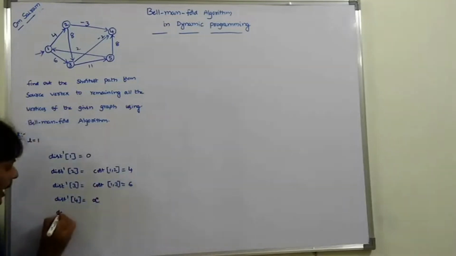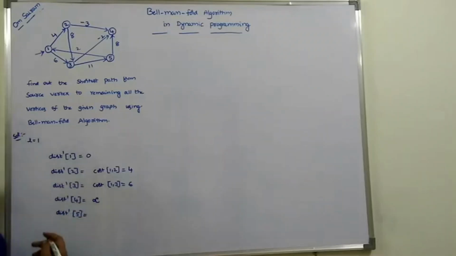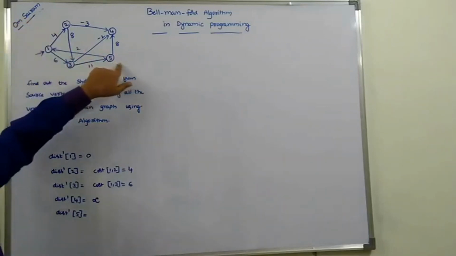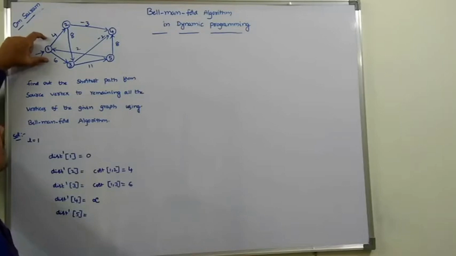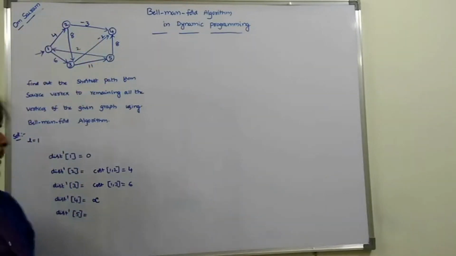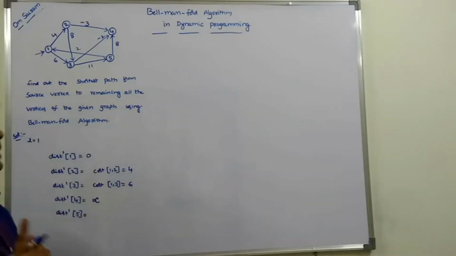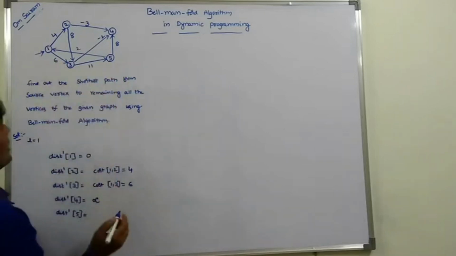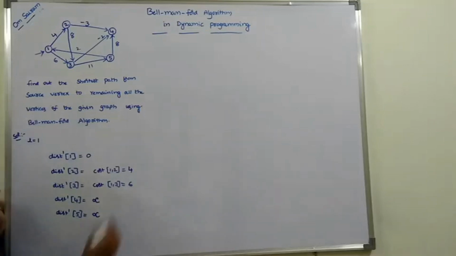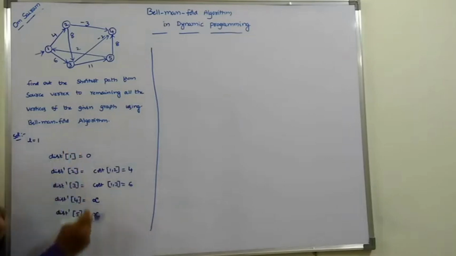Next, dist 1 of 5. Here the source vertex is 1 and the destination vertex is 5. To go from vertex 1 to vertex 5, we have to travel a minimum of 2 edges. But here we can travel only one edge, so there is no connection. So this distance can be treated as infinity. Okay, next. So we have to find all the edges.